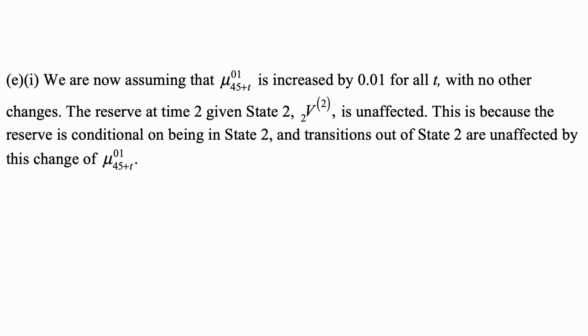So part E, part 1, we are now assuming that the force of transition from 0 to 1 is increased by 0.01 for all t with no other changes. The reserve at time 2 given state 2, 2V2, is unaffected. This is because the reserve is conditional on being in state 2, and transitions out of state 2 are unaffected by this change of the force of transition from state 0 to state 1.